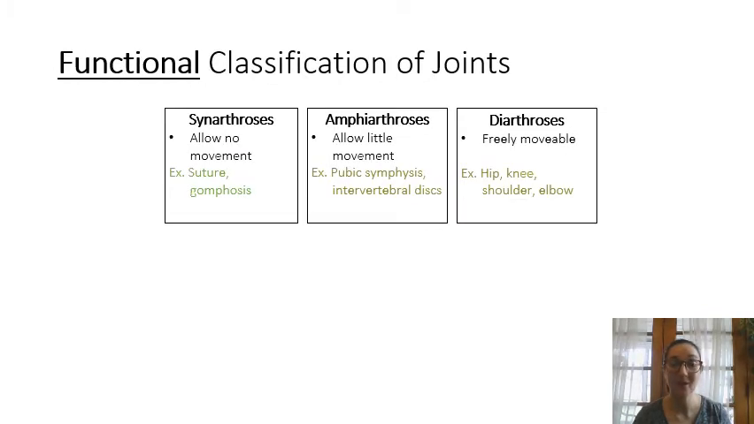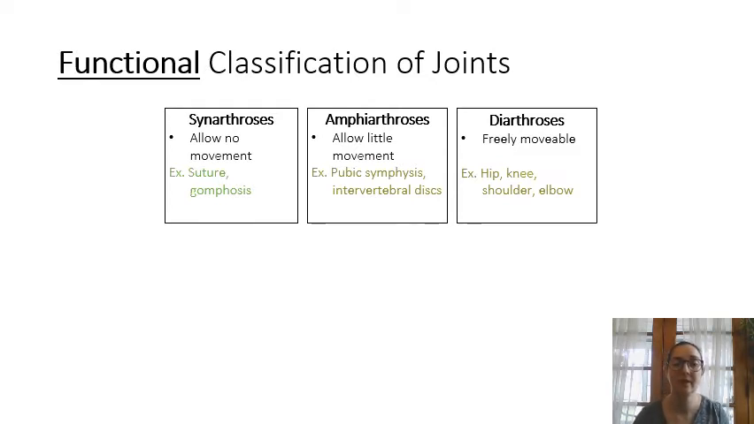All right, so we can also classify joints functionally. So instead of just looking at them by their structure, we can look at them by how they function. So these are a whole other set of classifications and they are overlapping, right? So the functional classifications of joints are synarthroses, which means no movement at all happens at that kind of joint, a synarthrosis. Amphiarthroses, which have a little bit of movement in them, and then diarthroses, which are freely movable joints.